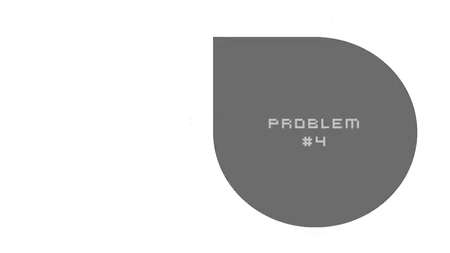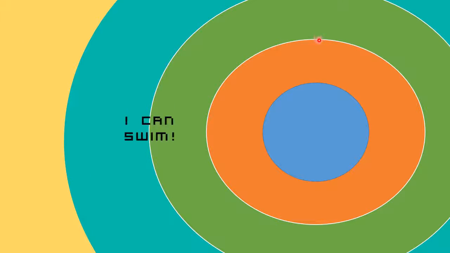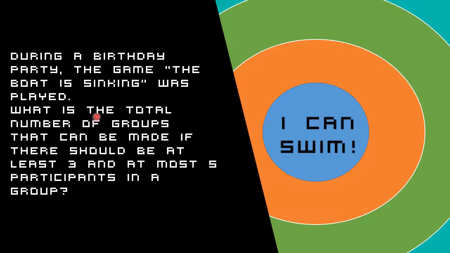Problem number 4. This can again be tricky and somehow you might learn something from it. Here it goes. During a birthday party, the game The Boat is Sinking, oh those days, was played. What is the total number of groups that can be made if there should be at least 3 and at most 5 participants in a group?